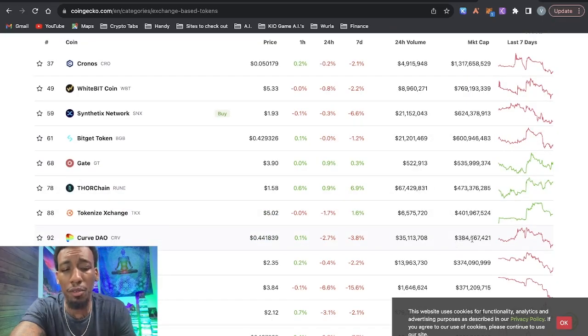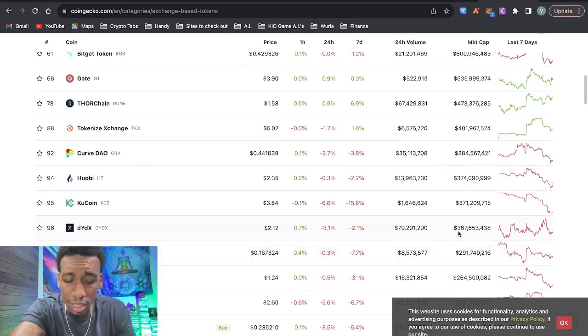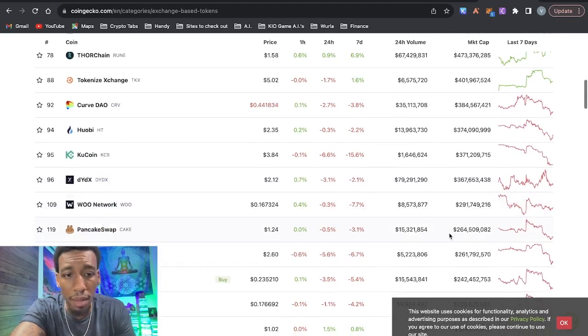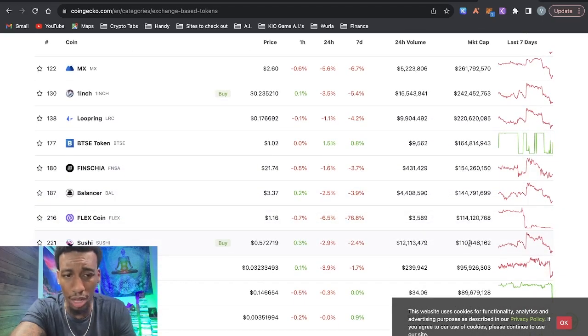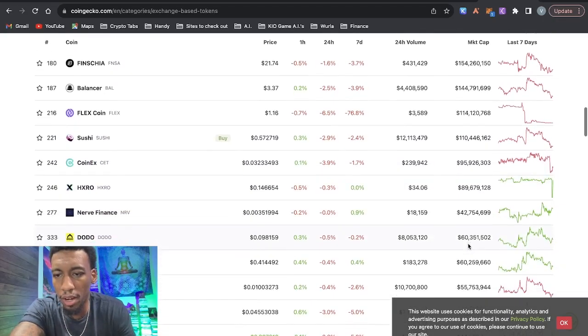Curve, 384 million. Right now, Aussie Swap is 2 million. So that's what, like a 300x or something like that if it gets to that level. DYDX, 367 million. PancakeSwap, and it's at the bottom right now, 264 million, right? So it's a lot of room for growth. SushiSwap, 110 million. That's over 100x if it gets to a $110 million market cap.